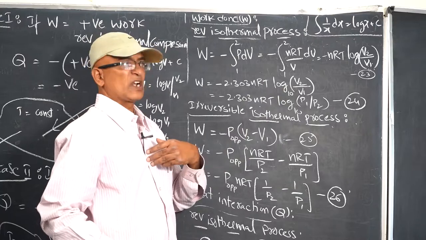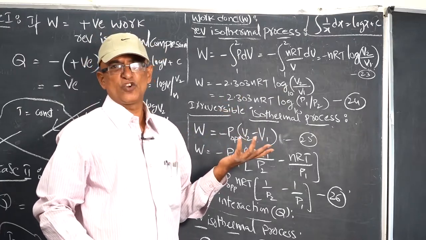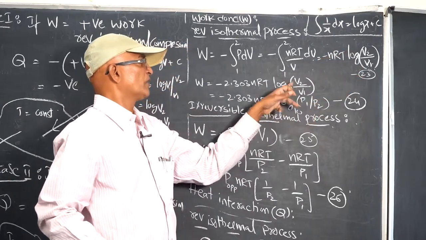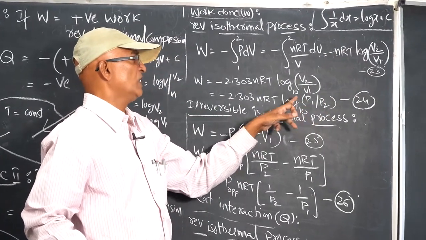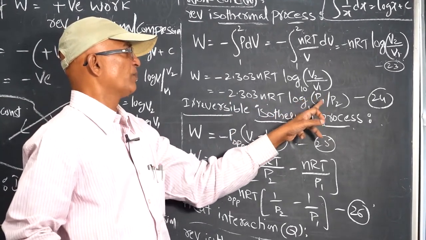From Boyle's law, when temperature is constant, you have P1 V1 is equal to P2 V2. So, in place of V2 by V1, you can write P1 by P2. Therefore, the same formula can be rewritten as minus 2.303 nRT log P1 by P2 base 10.